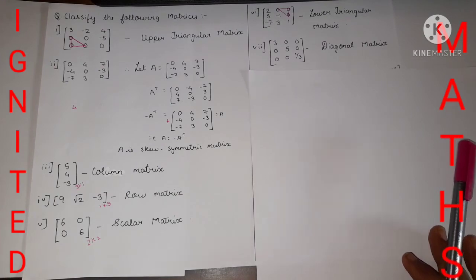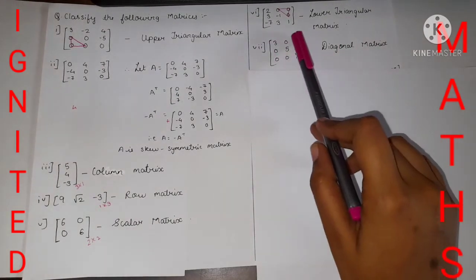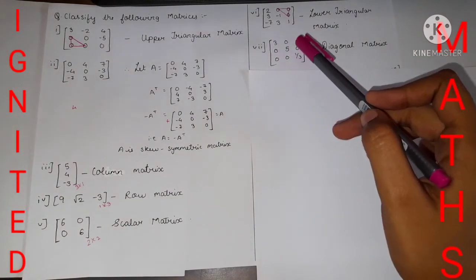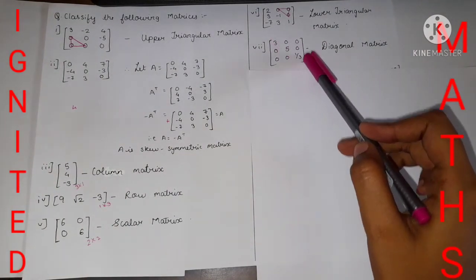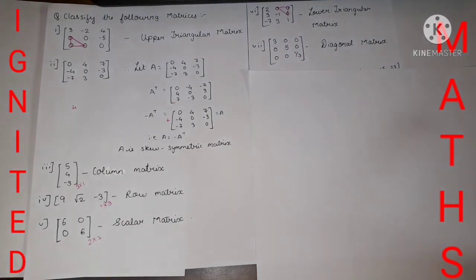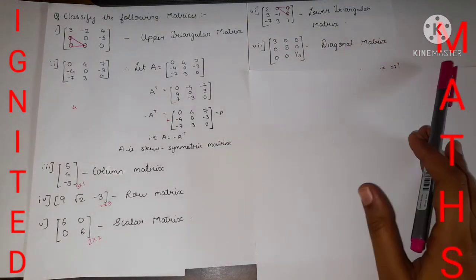Now the seventh example. Here the matrix is given of order 3. Now you can see the diagonal elements 3, 5, 1, 3. Okay, and if above the diagonal element and below the diagonal element contain the 0 term, then it is called a diagonal matrix.